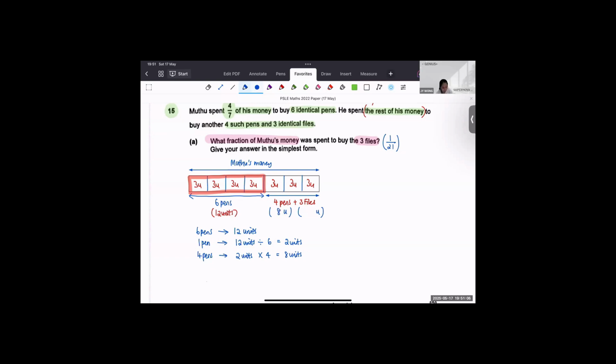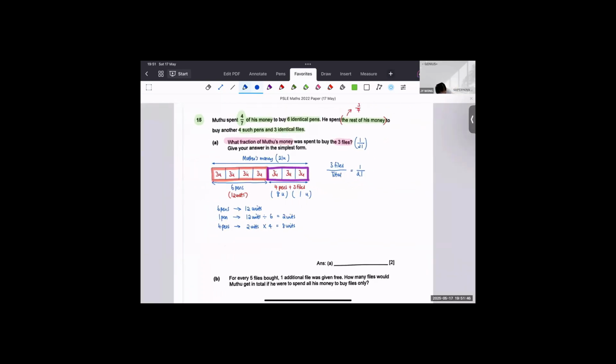So this is 8U. Look carefully at this part of the model. This entire thing is 9 units. So if I have 9 units and 8 units represents the 4 pens, that means 3 files is represented by 1 unit. So the fraction would be 3 files out of Muthu's money, which is the total. And you can see that the total is 3, 6, 9, 12, 15, 18, 21, which is 7 times 3. So 3 files will be 1U, total 21 units. So 1 out of 21. That's the answer for this part.